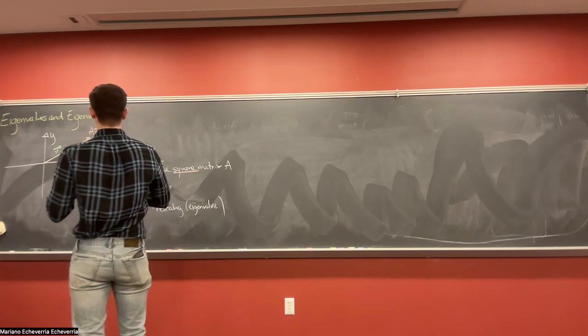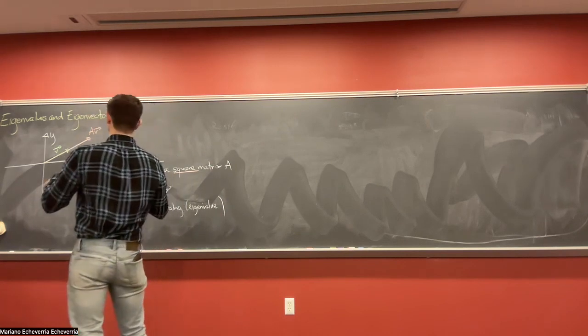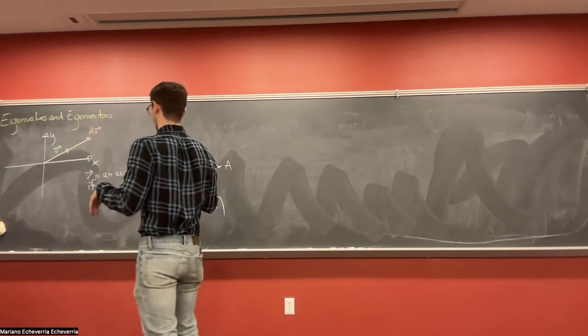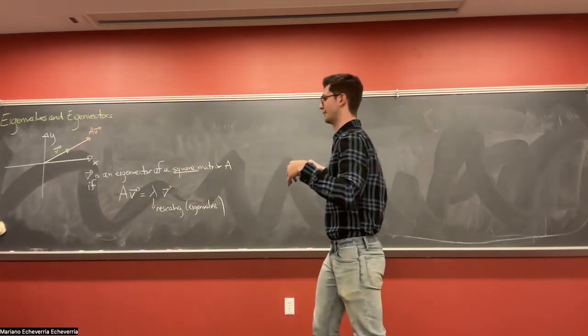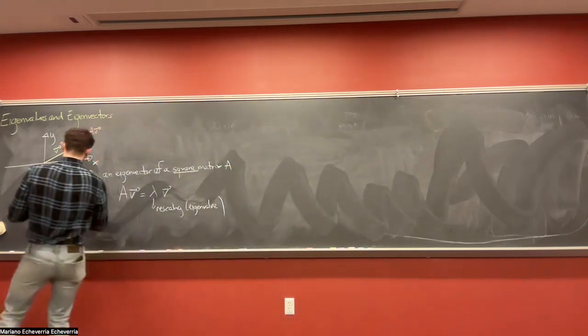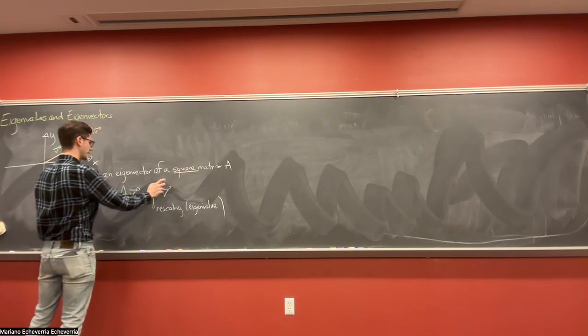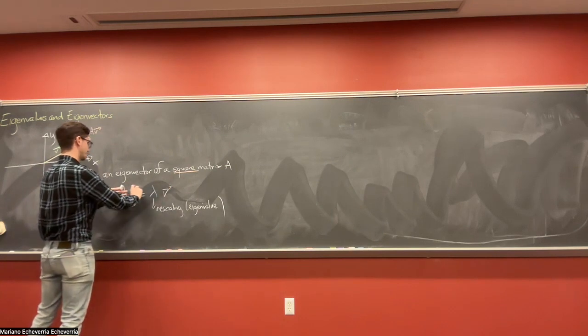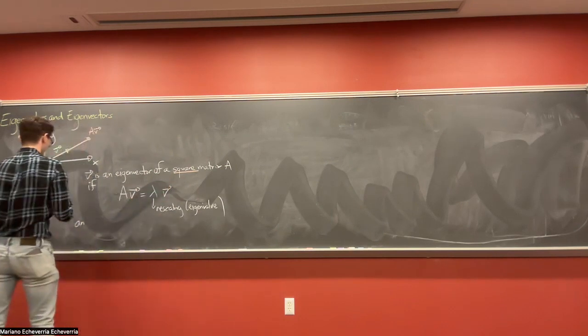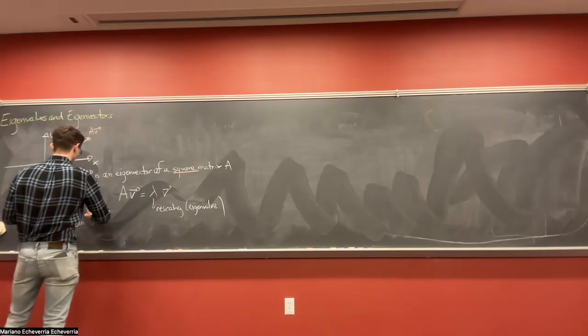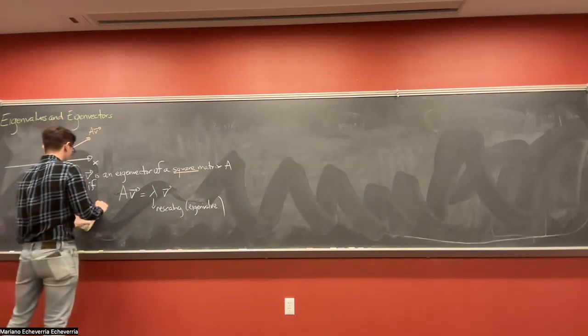Also important, a convenience for the definition, is to ask v to be non-zero, different from the zero vector. Otherwise it's kind of silly, because A times the zero vector is always the zero vector, so that would work for any matrix. So v is not the zero vector.